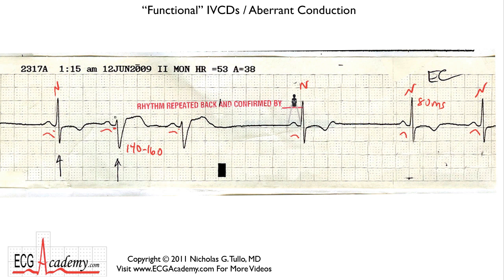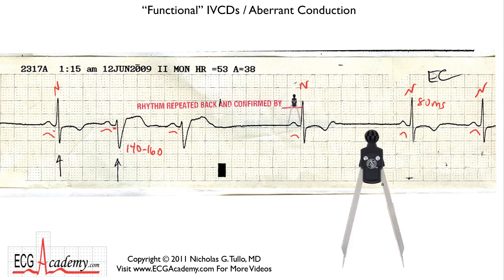And so you're not dealing with an AV nodal problem, and these are not ventricular premature beats, which we're going to talk about in the next section. But these are conducted beats down the AV node, but they're wider than the normal beats, and so they are aberrantly conducted. Well, why are they aberrant?